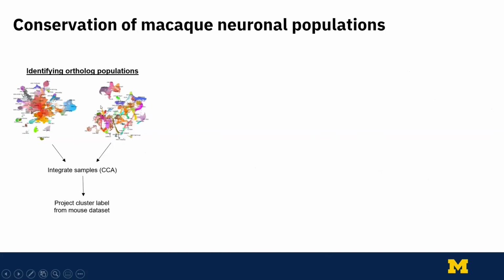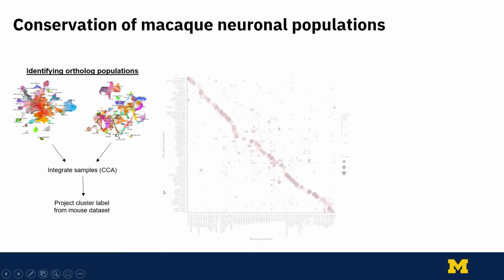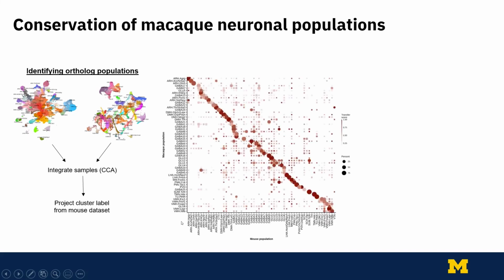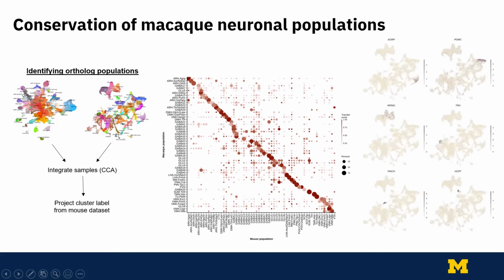To identify whether these populations are orthologs of the mouse, we use the same approach we used in our previous mouse data set. We use a Seurat CCA to integrate the samples and project mouse labels onto our macaque. What you see is that the mouse and the macaque populations are essentially one-to-one correlates across our data set, with some exceptions, again, these indistinguishable GABA glutamatergic populations in the middle. But for the most part, the populations that we expect to see, including AGRP, POMC, NR5A1, MCH, and hypocretin, have very distinct populations in the macaque that are very similar to the populations of the mouse.